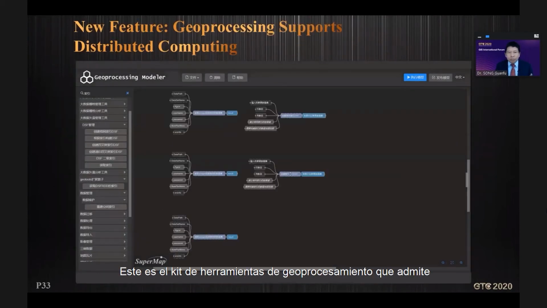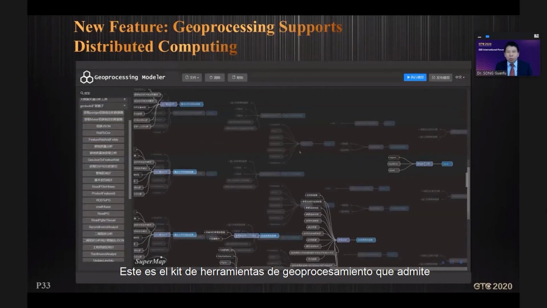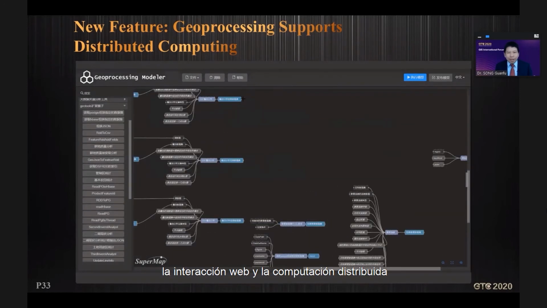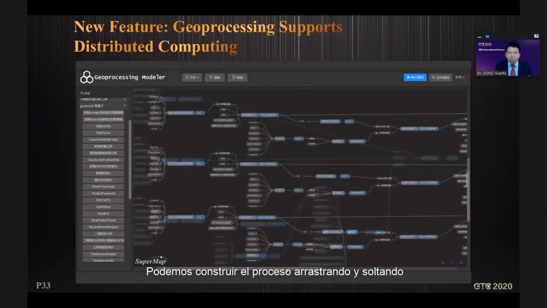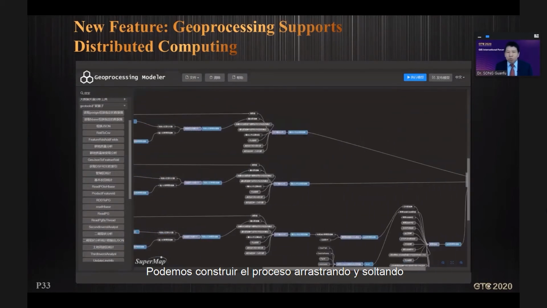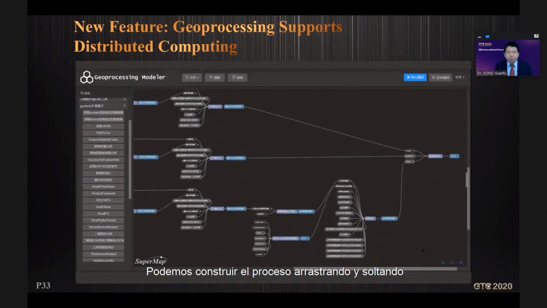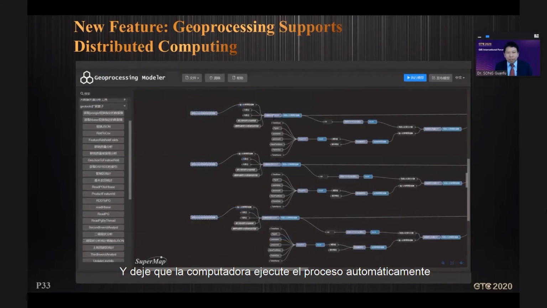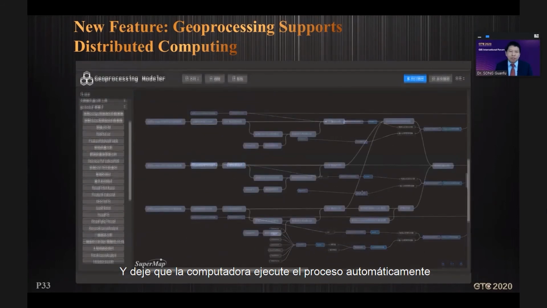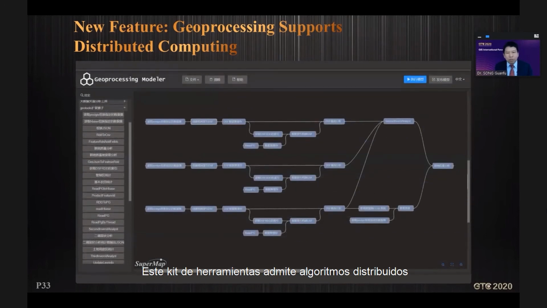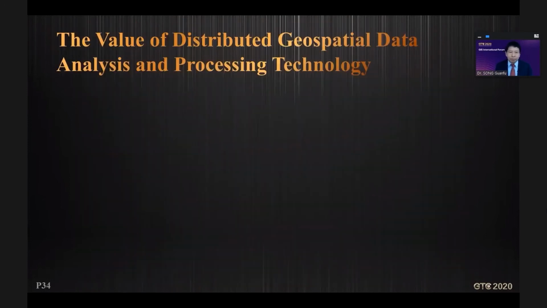This is the Geoprocessing toolkit, which supports web interaction and distributed computing. We can build the process through dragging and dropping and let the computer execute the process automatically. This toolkit supports distributed algorithms.